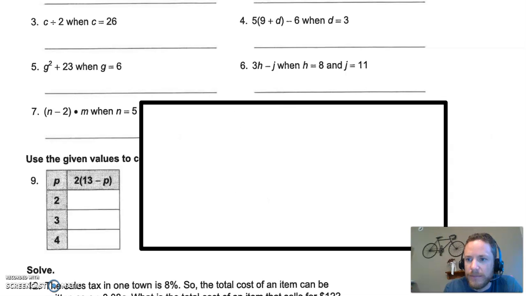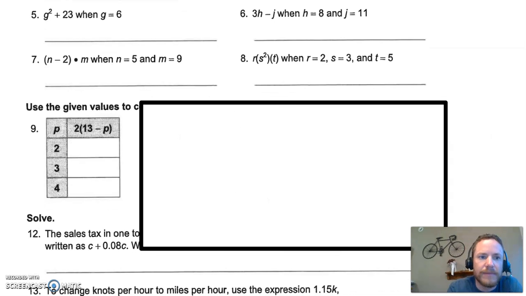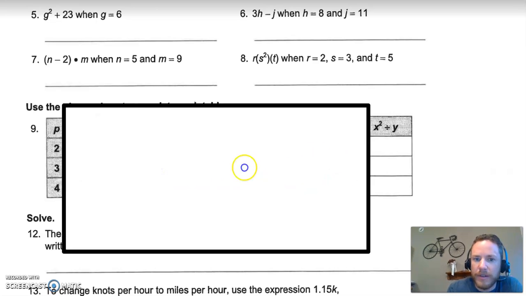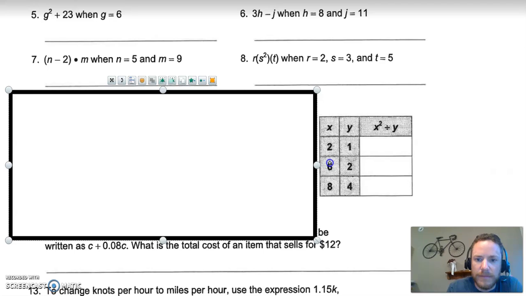Alright, let's move on. Number 5, I'm going to make a big whiteboard and just do all 4 of these problems together. If I can.